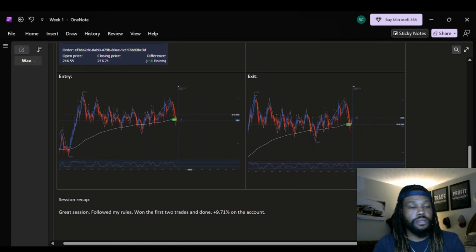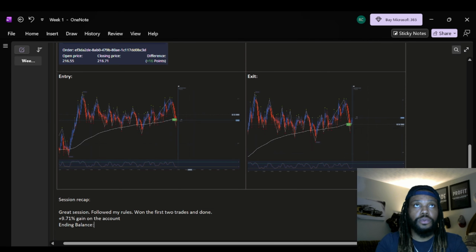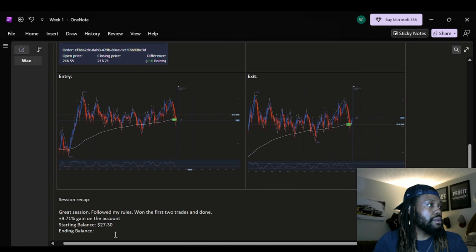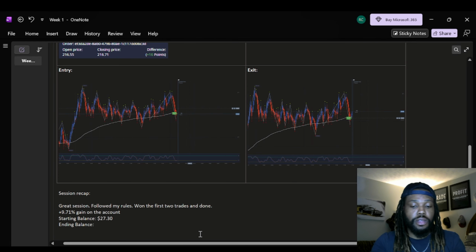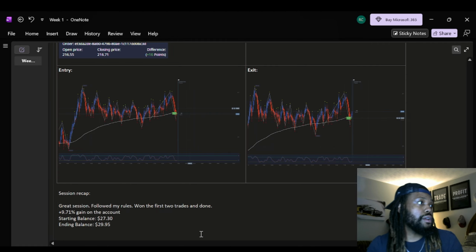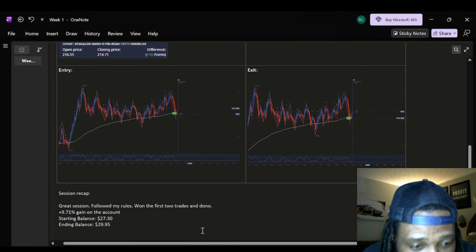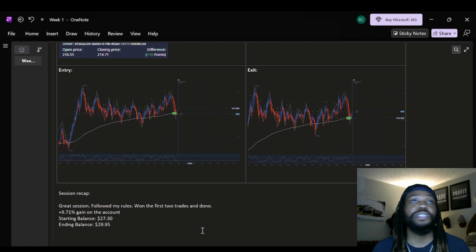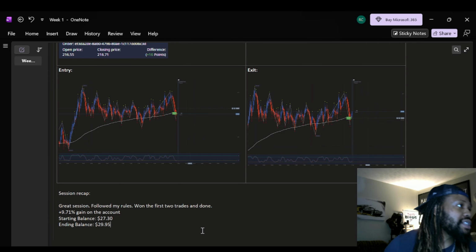Let's do starting and ending balance. Starting balance 27.30, ending balance 29.95. Now these numbers are small, bro, but we not looking at the money. We looking at percentages. We compounding our account. The goal is 3% a day. I just made 9%. Imagine if I had 2,700. Put another zero after this.